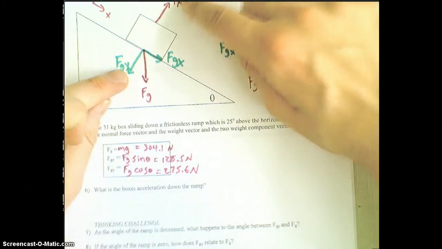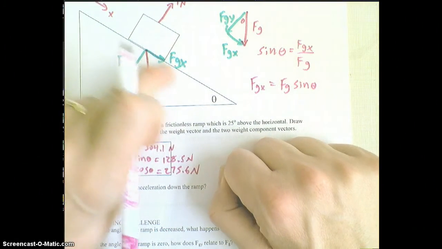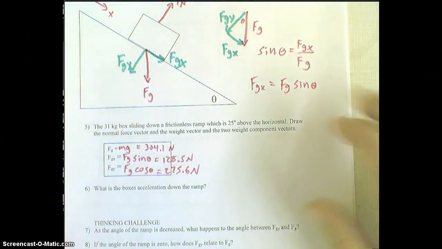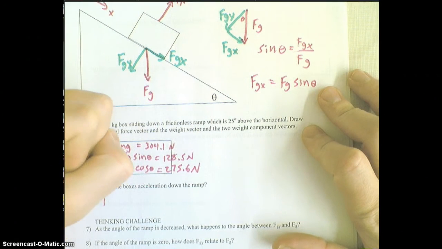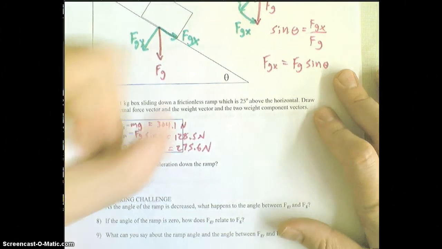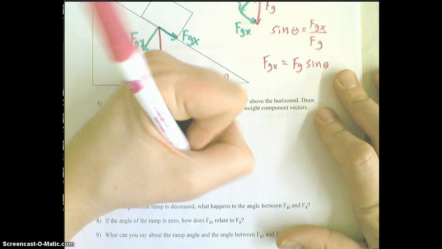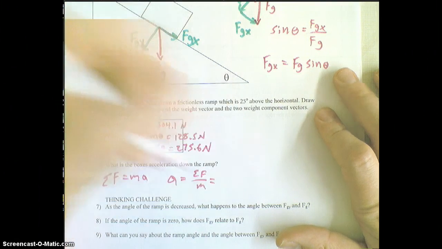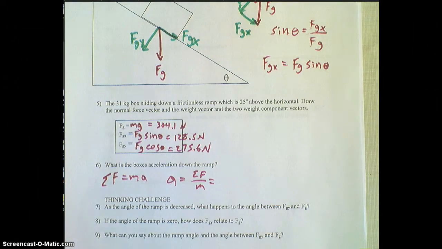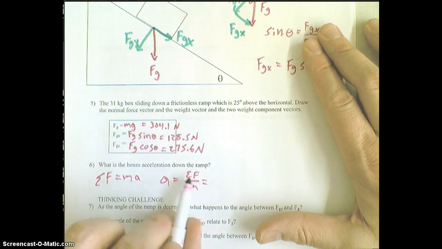Alright, well, these two forces cancel each other out. This is the net force. This is the only force pulling the box down the ramp. So F equals ma. I'm going to solve that for a. a is equal to sigma F over m. But rather than put the numbers in, I'm going to do substitutions. I'll put the numbers in last.